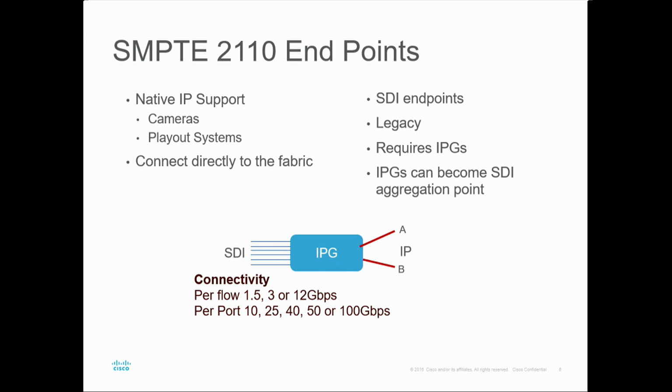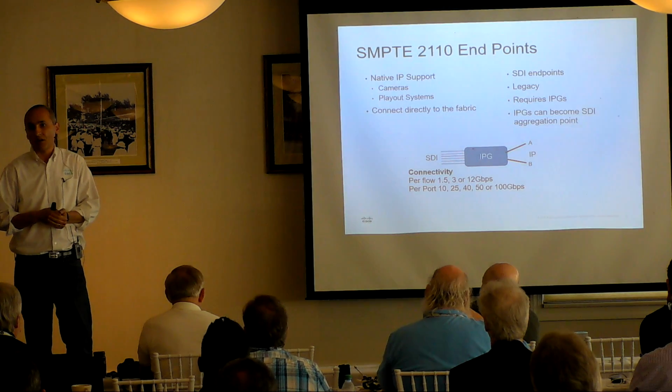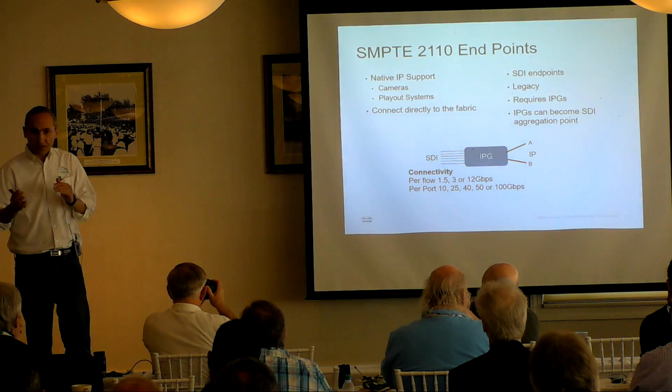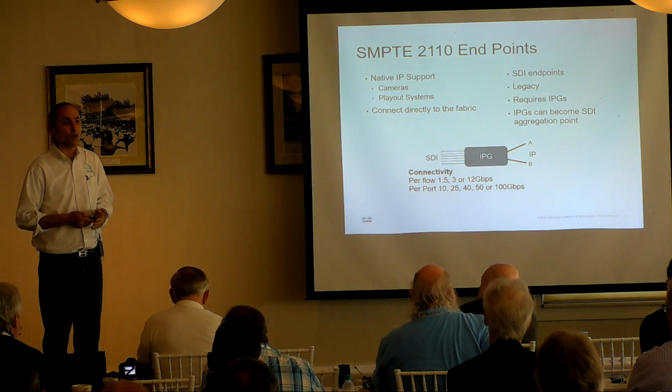From a fabric perspective, we look at the endpoints, the 2110 endpoints, two types. One is native IP. What we are seeing is basically cameras, what we saw at NAB, cameras that are native IP, so they produce IP out of their port. Or a common one that I'm seeing quite frequently now are playout systems. They are native 2110. So these are, again, one type. The other type are legacy endpoints, which are all across the facility.